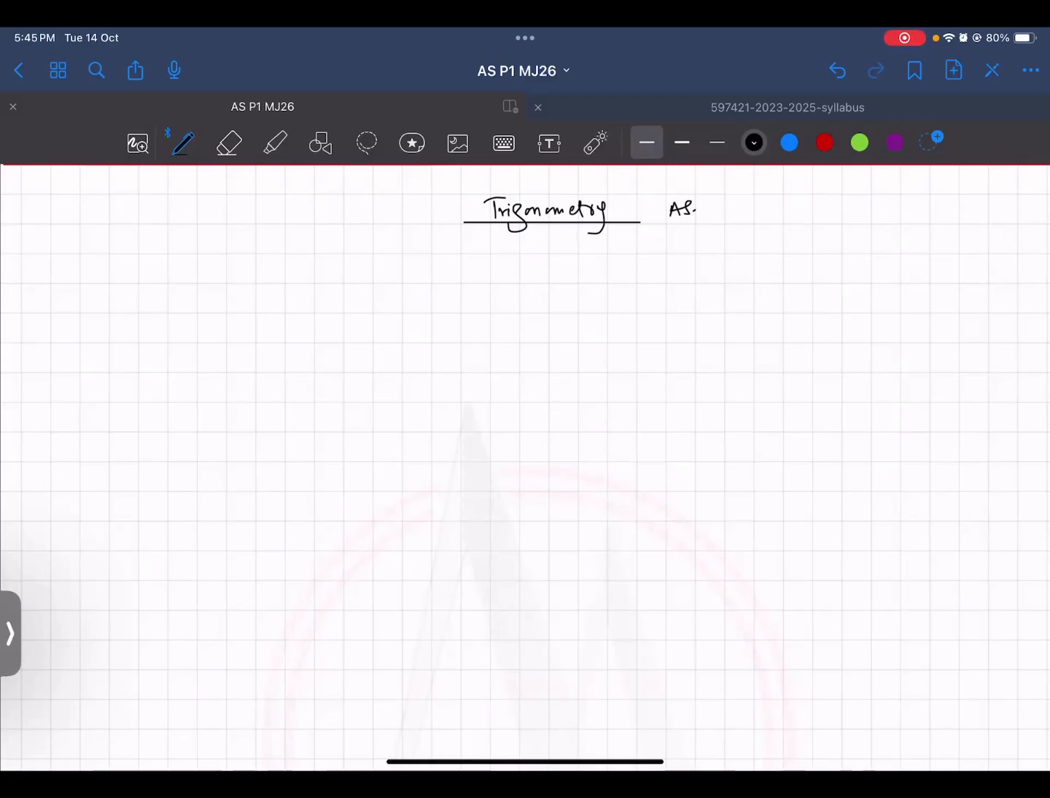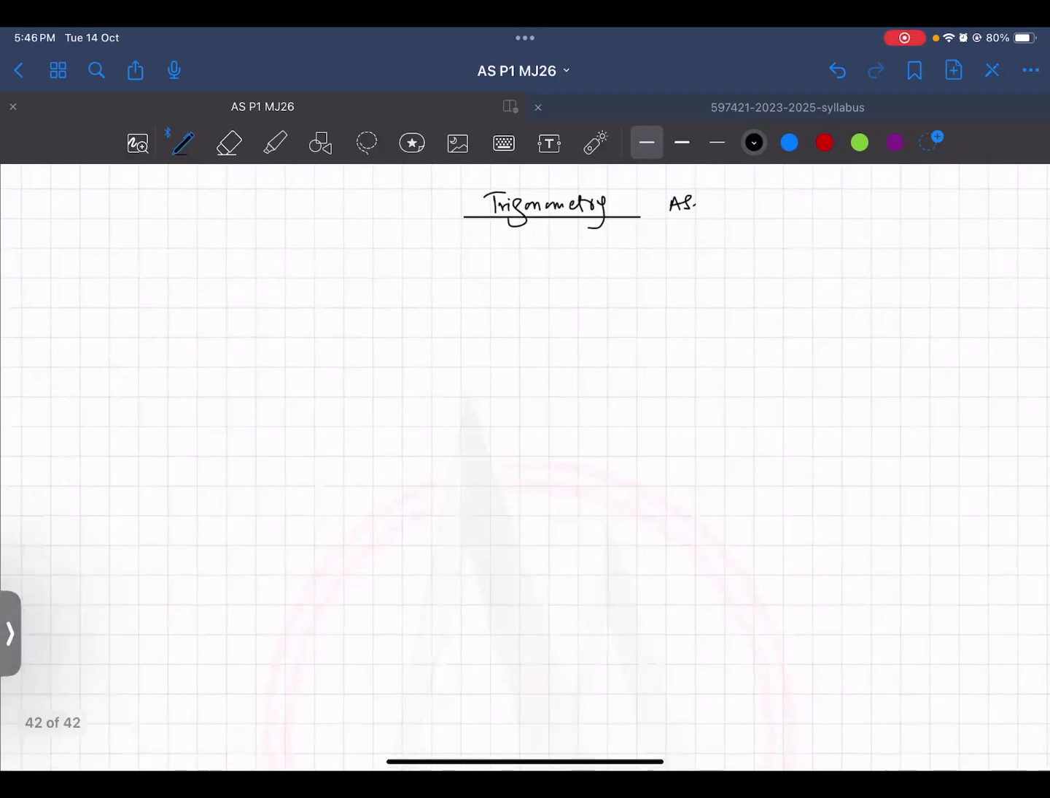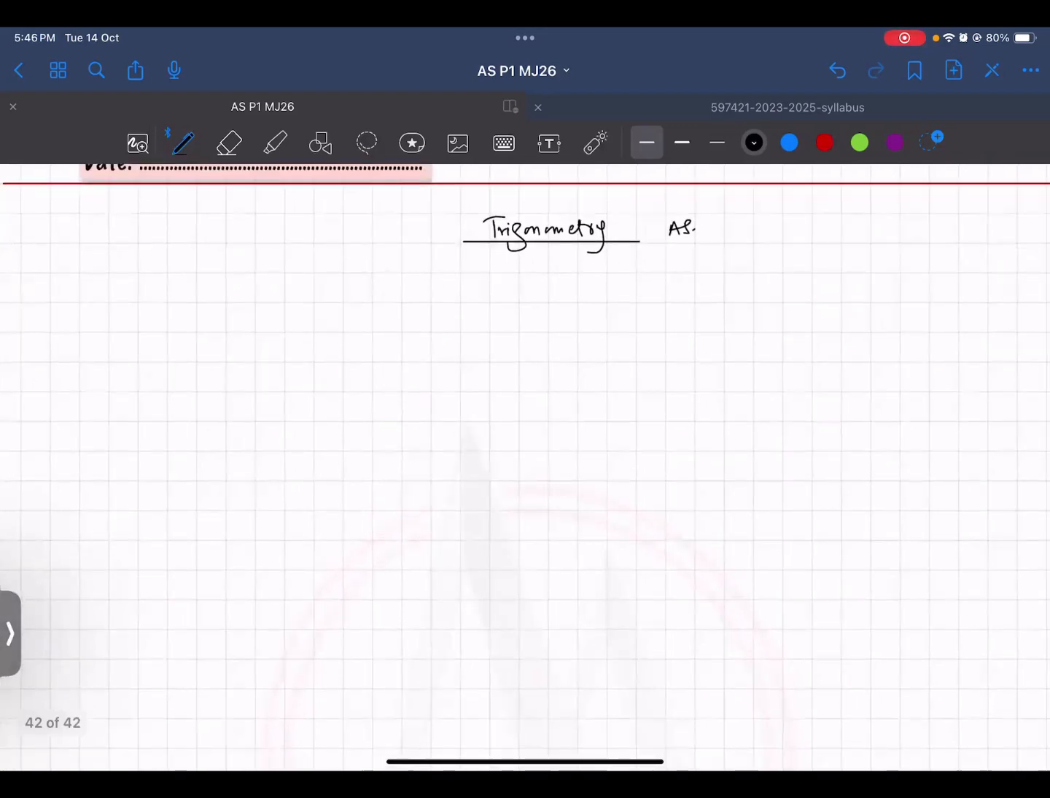So first of all, this trigonometry will revolve around sine theta, cos theta, and tan theta. These are the three basic trigonometric ratios, and we know what they are. Sine is equal to opposite upon hypotenuse, cos is adjacent upon hypotenuse, and tan is opposite upon adjacent.